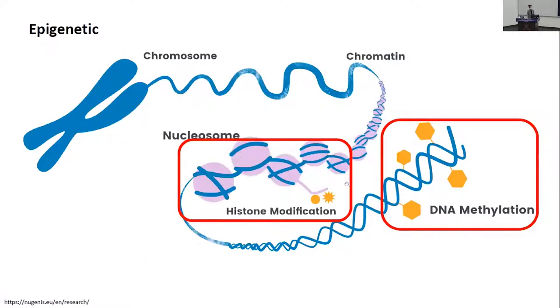Although scientists have made great efforts on the genetic discovery of legume nodulation, epigenetics has become a hot topic in recent years. Epigenetics refers to changing gene expression without changing the DNA sequence. And it could be grouped into histone modification and DNA methylation.